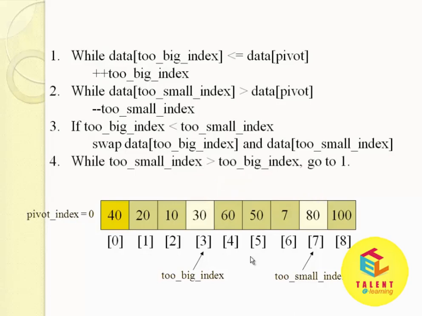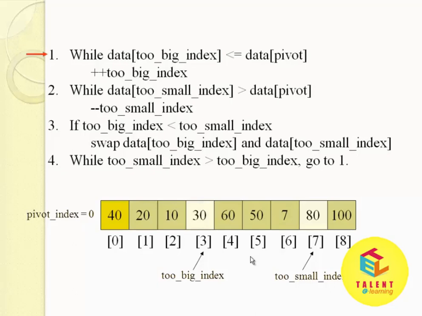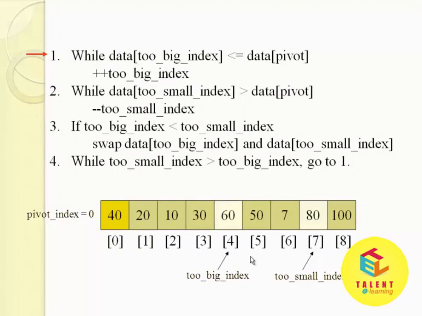Fourth step: while too small index is greater than too big index, then go to step 1. Now again this function is called, so the steps will be performed again. Now 40 is compared, so the following steps take place.